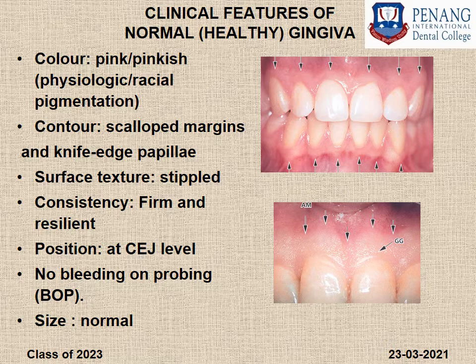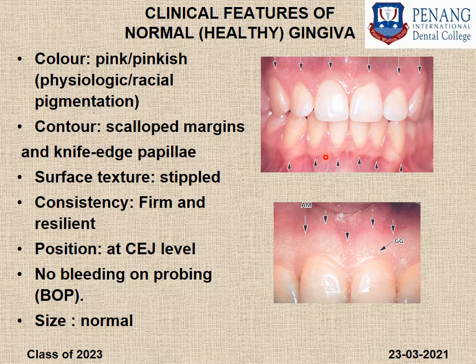Generally your gingiva is a little coral pink in color because you might have physiological or racial pigmentation. The contour is a little scalloped with a knife-edged margin. This is called your scalloping effect, a kind of inverted U-shaped effect on the teeth with a knife-edged margin. Surface texture is stippled, which means there is a little orange peel appearance on the tooth surface.